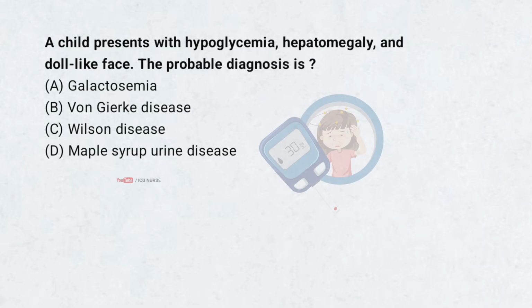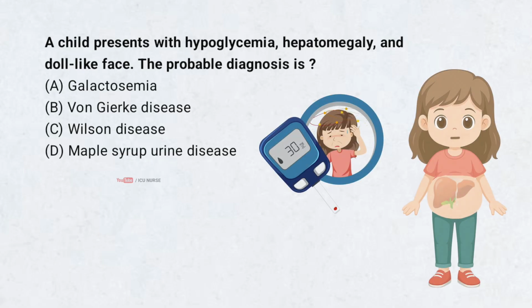A child presents with hypoglycemia, hepatomegaly and doll-like face. The probable diagnosis is A. Galactosemia, B. Von Gierke disease, C. Wilson disease, D. Maple syrup urine disease. Correct answer B. Von Gierke disease.